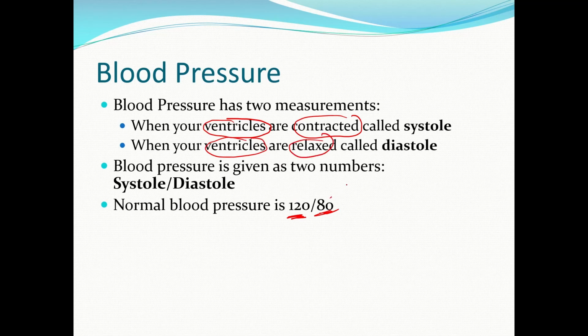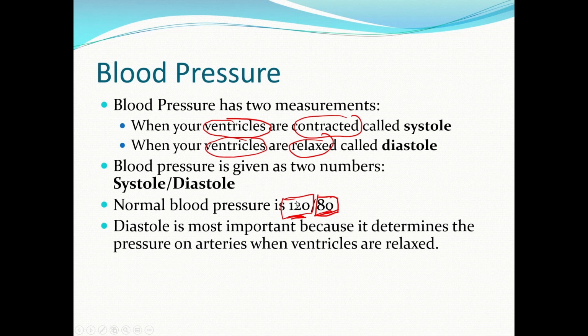In terms of which number is more important, diastole is more important because this is the pressure on your blood vessels, on your arteries, all the time, right? This is the minimum possible pressure. If this is high, it means you always have high blood pressure. The systolic number is only when your ventricles are contracted. So this number is still important, but not as important, because if it's high, it's not high all of the time. So diastole is more important. It determines the pressure on the arteries when ventricles are relaxed.